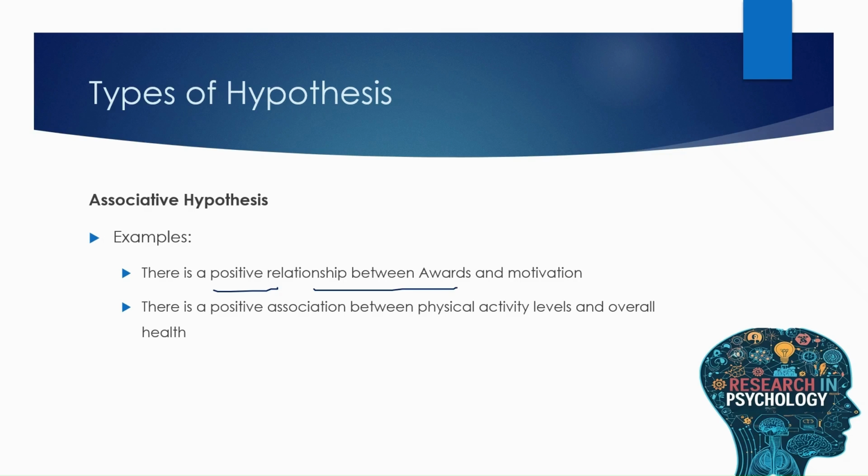Now, example, there is a positive relationship between awards and motivation. Okay, so we know that if we provide awards, if there is an increase in awards, motivation will also increase. There is a positive association between physical activity levels and overall health. All right, this is also associative hypothesis. Okay, without any external intervention, if you are involved in physical activity, your overall health will improve. Okay, this is associative hypothesis.